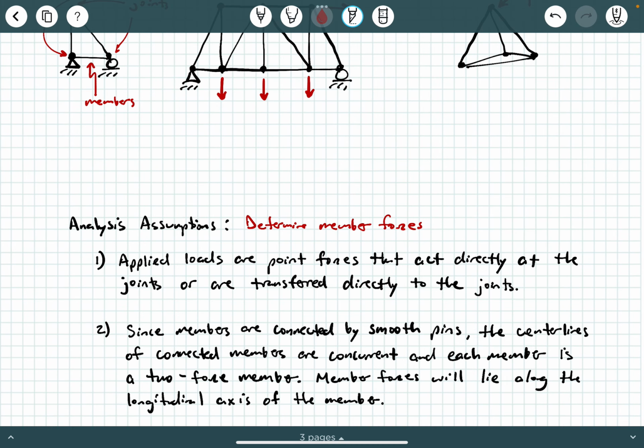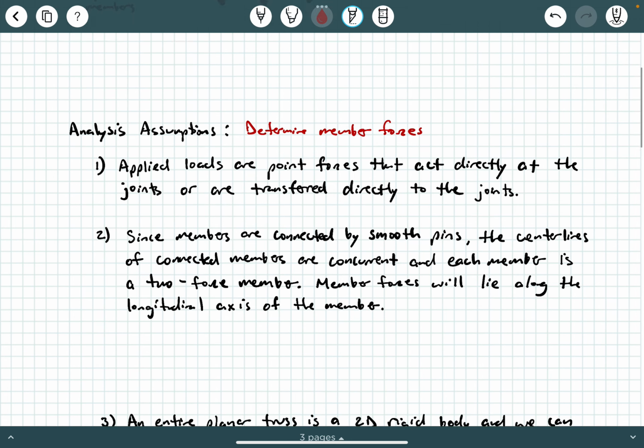Since members are connected by smooth pins, the center lines of the connected members are concurrent and each member is a two-force member. Remember, we talked about two-force members in another video. Member forces will lie along the longitudinal axis of the member, okay? So what does that mean for us?